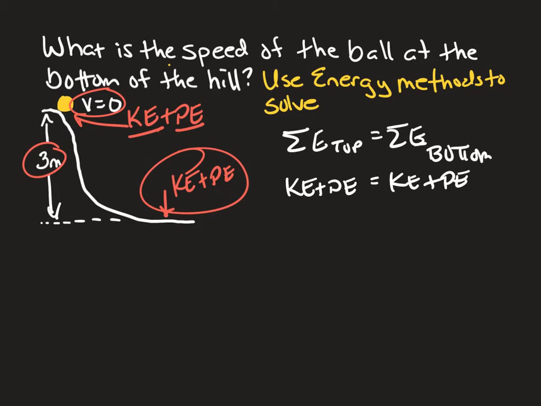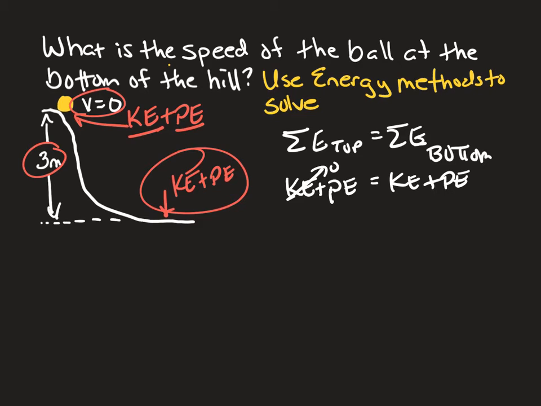Then I go through. Kinetic energy is all about velocity. So at the top of the hill, I'm going to ask myself, is it moving? If the answer is yes, I'll keep kinetic energy. If it's no, I'm going to get rid of it. In this case, the velocity is 0, so that's going to go away. Is it above the other location? Because it's about h for potential energy, and 3 meters is above the other location, so I'm going to keep the PE.